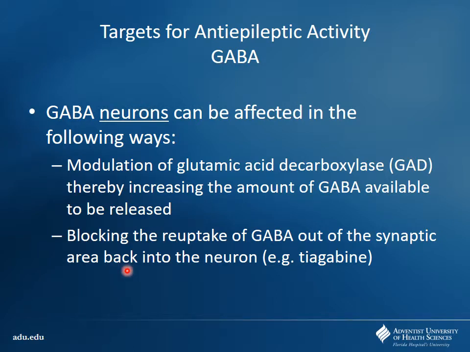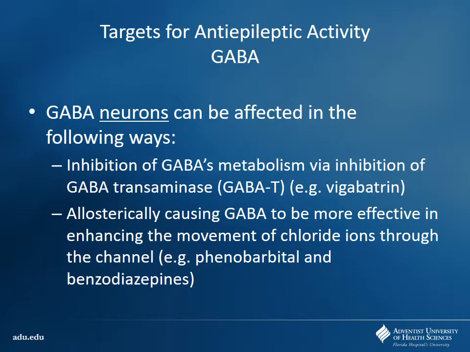The other things we can do are things like blocking the reuptake of GABA so that more of it's going to be stuck out in the synapse. More of it's left out in the synapse, more of it's going to be available to affect those GABA channels, right, as we'll see in just a second here. We can also affect the metabolism of GABA. There's another enzyme called GABA transaminase. This is responsible for cleaving GABA so that it can eventually be recycled. But by inhibiting it, you can have increased amounts of GABA available.